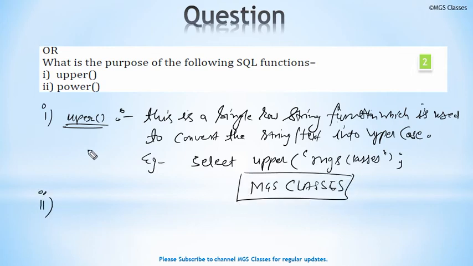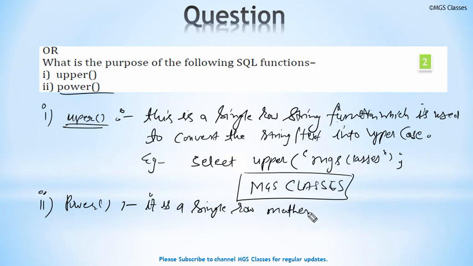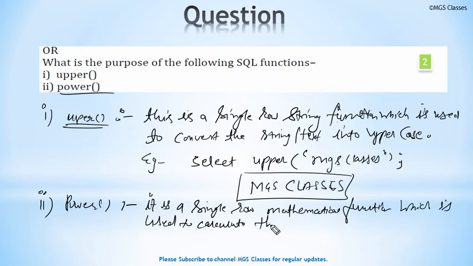Another one is the second portion, power function. Power function is a single row mathematical function which is used to calculate a raised to power b, that is a raised to power b.